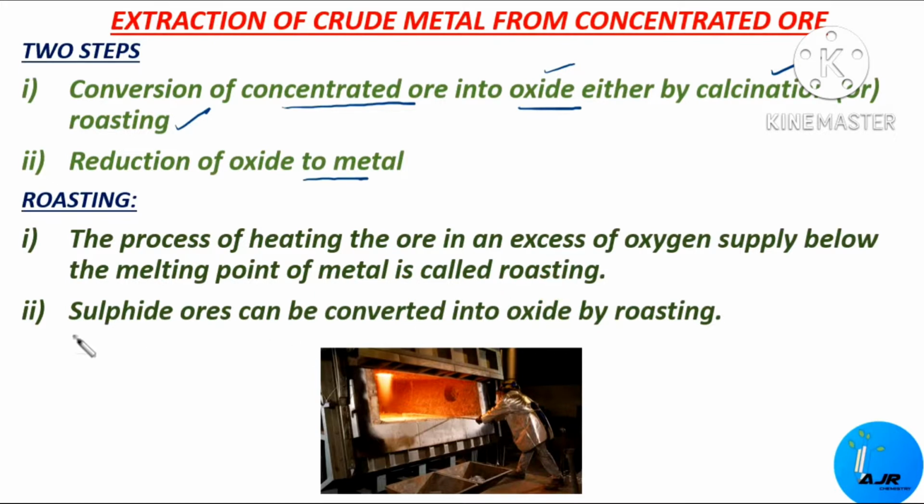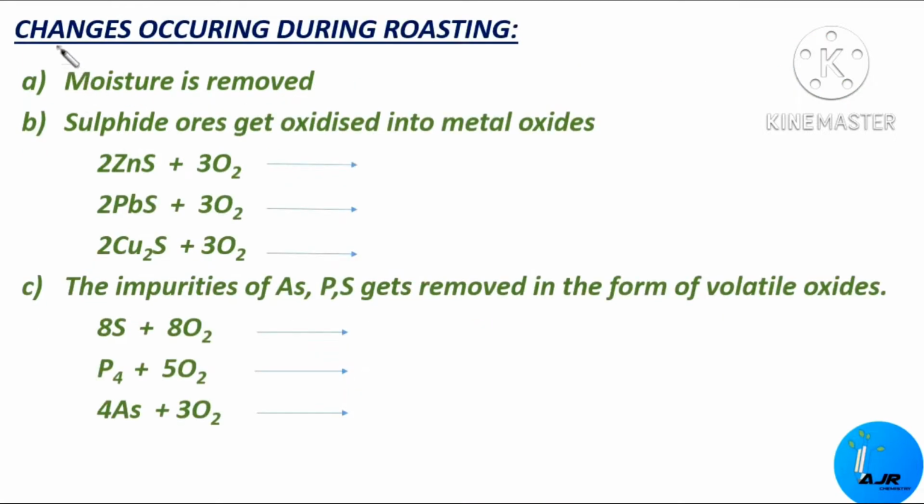Usually sulfide ores can be converted into oxide by the roasting methodology. Roasting is always carried out in reverberatory furnaces. I have shown a picture of this reverberatory furnace. So next we are going to see the changes occurring during roasting. What are the changes occurring to the ore during roasting?